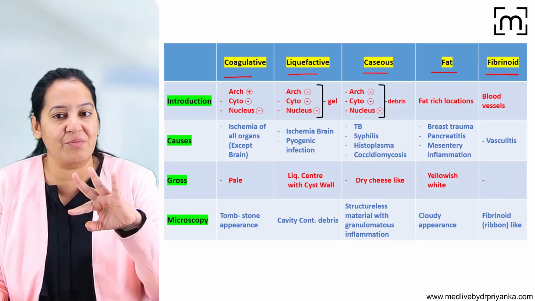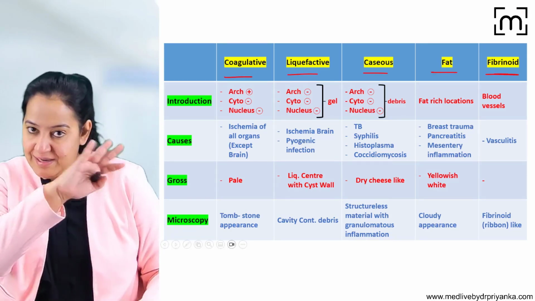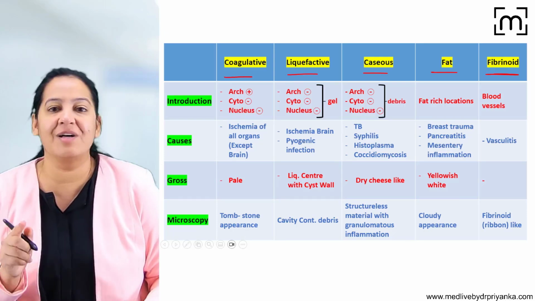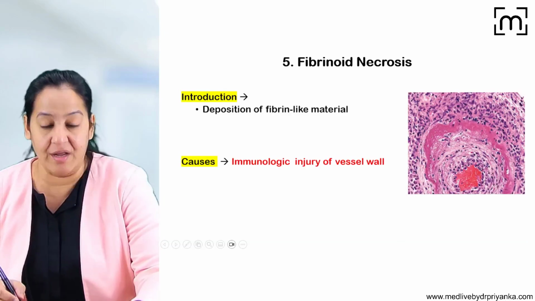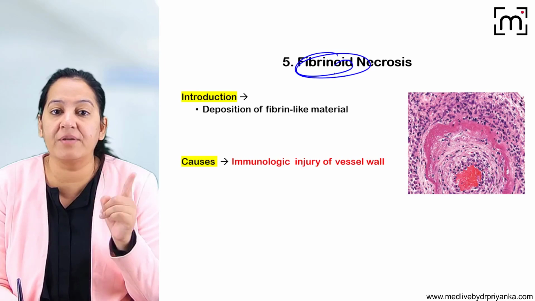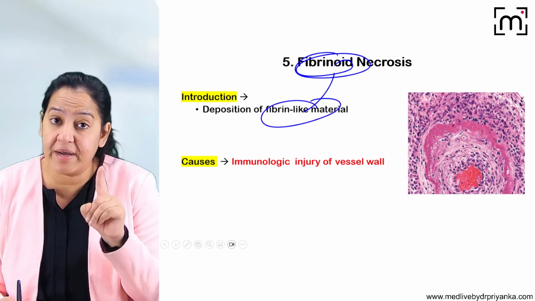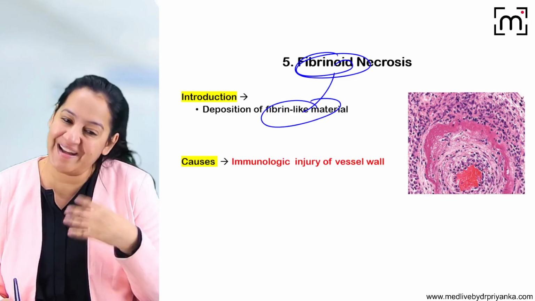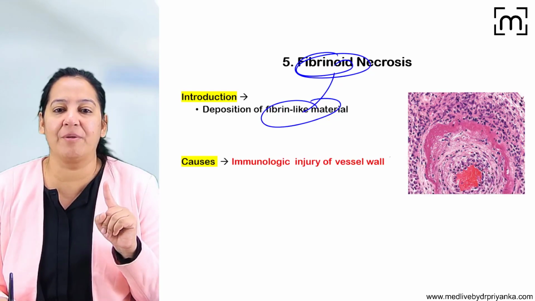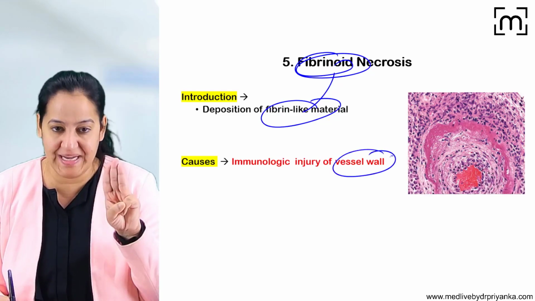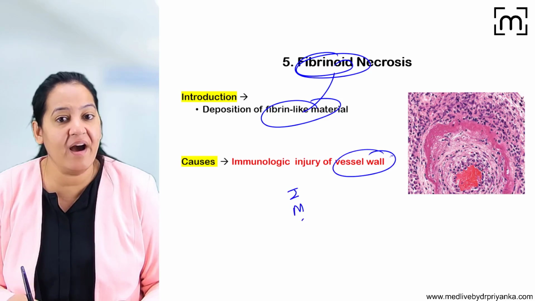Coming to the fifth and the last one, fibrinoid. Then we will compare this table in all aspects. Coming to the last one, fibrinoid necrosis. What is the definition? Why is fibrinoid known as fibrinoid? Because it is a fibrin-like material which gets deposited in the wall of the blood vessel. It is fibrin-like material, not fibrin. And it occurs in the wall of the blood vessel. You know, the blood vessel wall has three layers: intima, media, and externa.